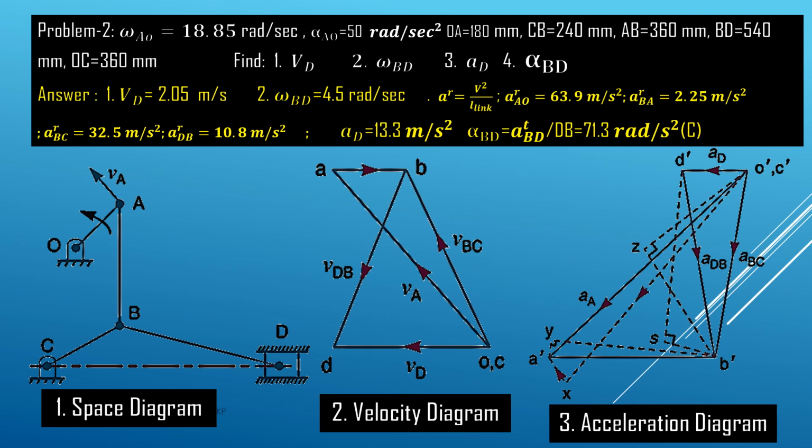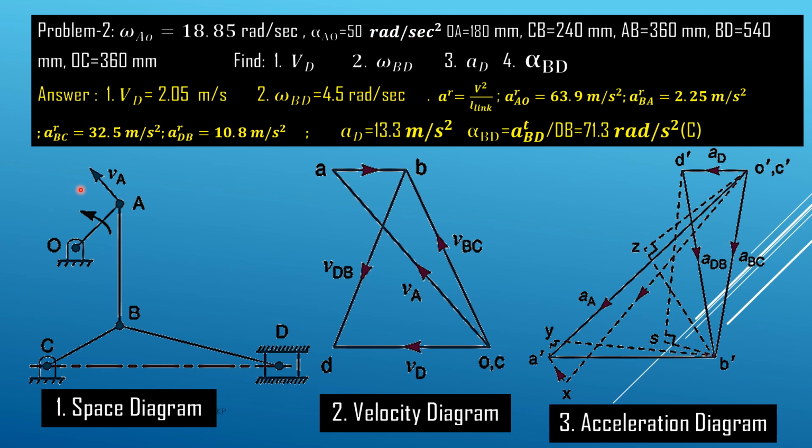So we have considered the second problem. In this diagram it is shown as a toggle mechanism. All the dimensions are given to us here: OA is 180, CB is 240, AB is 360, BD is 540 mm, and OC is 360 mm. OA rotates in the anticlockwise direction with an angular speed of 18.85 radian per second, and this speed is increasing at a rate of 50 radian per second square. So this is alpha basically.